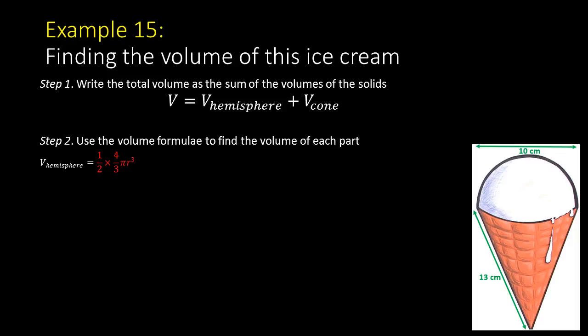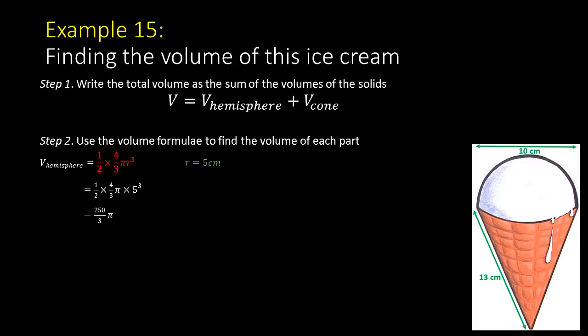Okay, so the volume of a hemisphere is half times the volume of a sphere. So looking over here, we have the volume of a sphere, 4/3 pi r cubed, and multiplying that by half, or dividing it by 2 if you prefer to do that. Okay, we have that the radius is 5. Be careful, don't use 10. So over here we have 10 centimeters is our diameter. Okay, so our radius is 5.